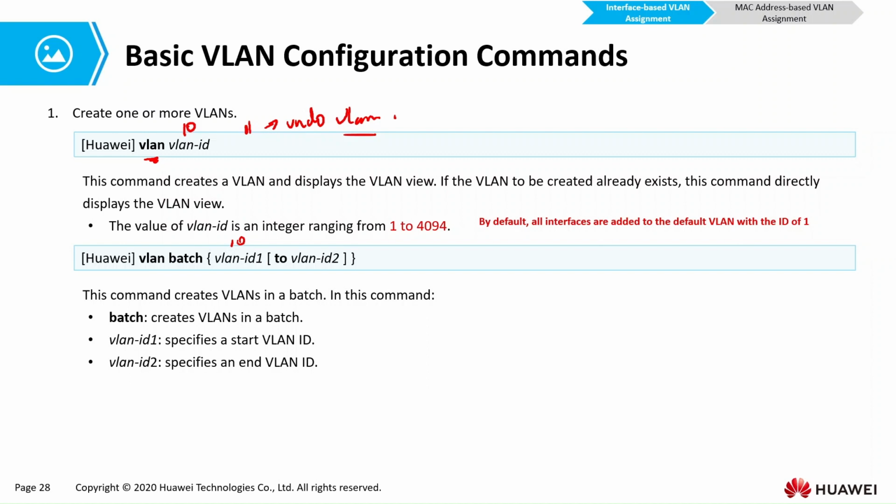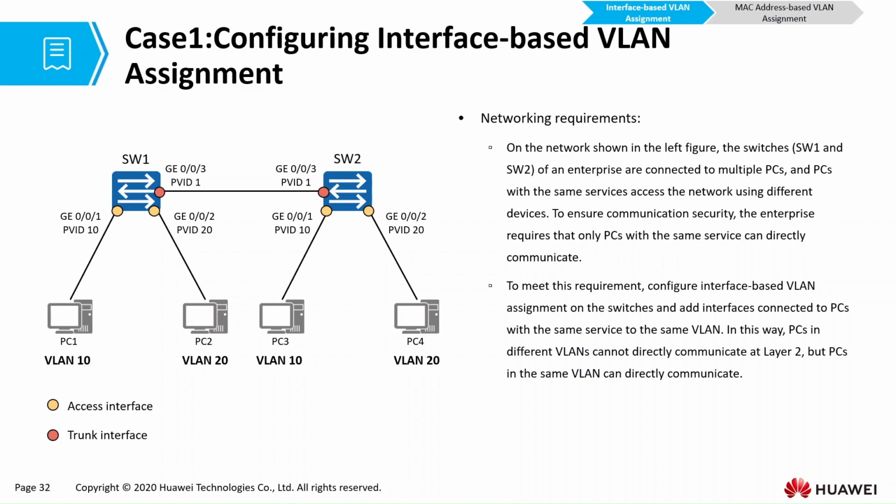Okay, so later on, under the lab sections, we will go through how you actually do the interface VLAN. Now they give you the scenario. You have switch 1 and switch 2 connected to multiple VLANs. Now you want to assign two VLANs. That means you want to allow PC1 to communicate with PC3, but not with PC2 and PC4.